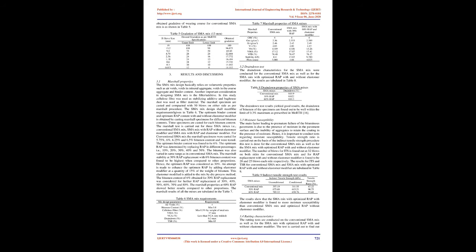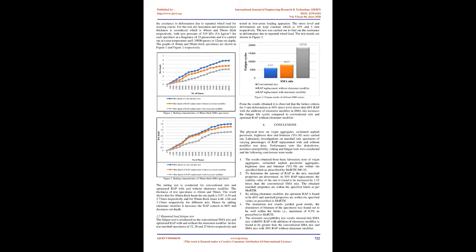The optimum RAP was determined by replacing RAP in different percentages, i.e., 10%, 20%, 30%, 40% and 50%. The bitumen was also varied in the same range as in conventional SMA mix. The Marshall stability at 30% RAP replacement with 6% bitumen content was found to be highest when compared to other proportions. Hence, the optimum RAP was considered as 30%.